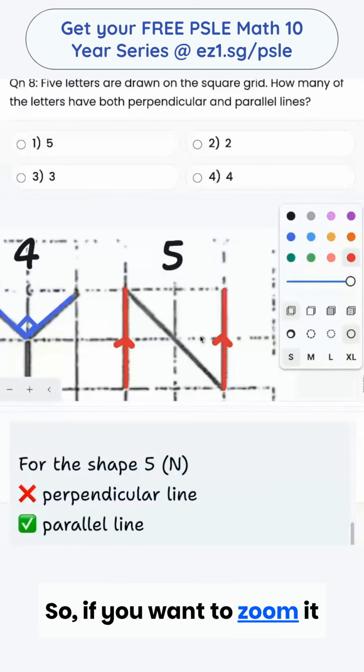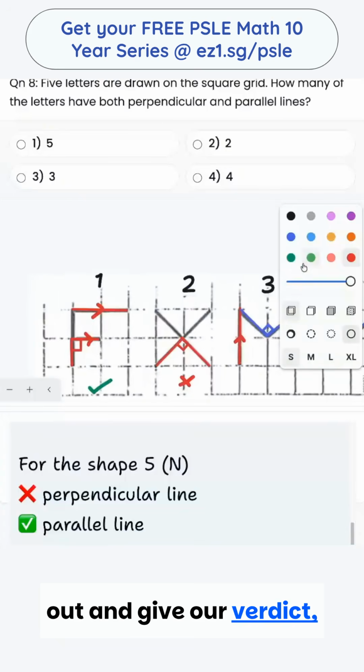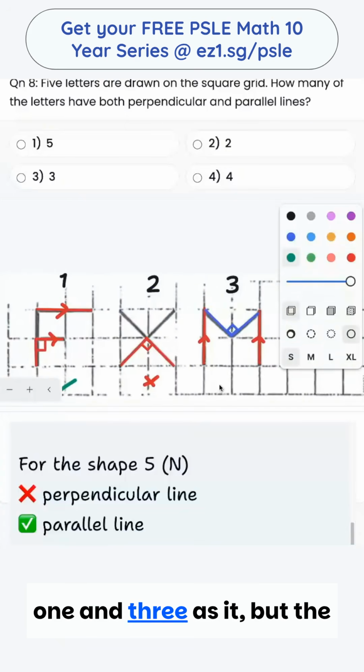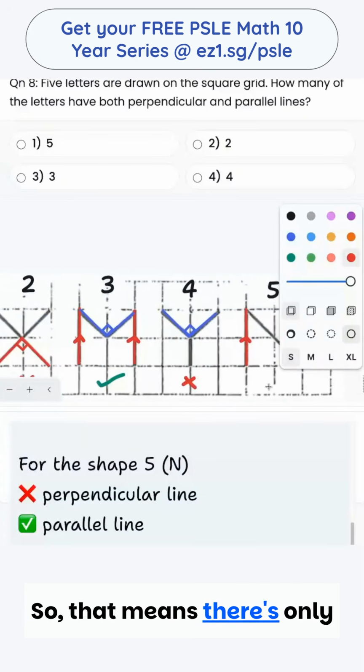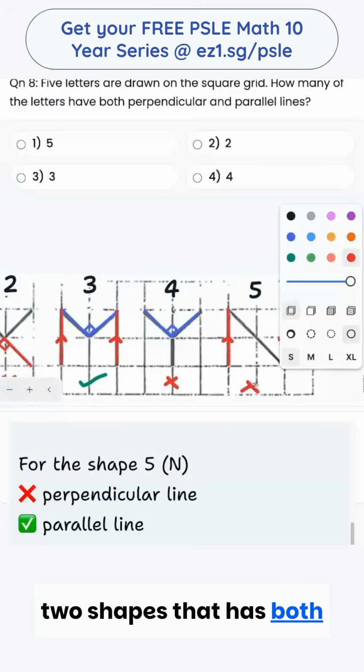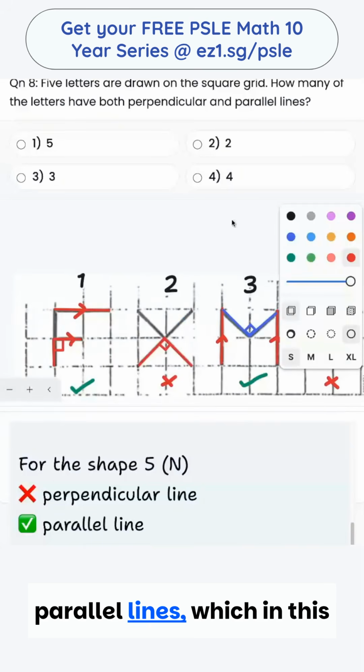So if we were to zoom it out and give our verdict, 1 and 3 have it, but the rest don't have it. That means there are only 2 shapes that have both the perpendicular and parallel lines, which in this case is option number 2.